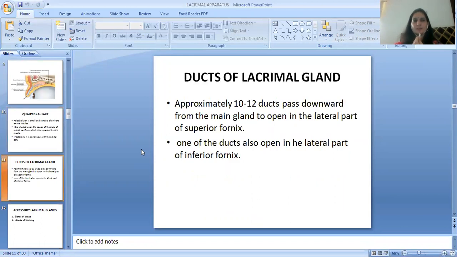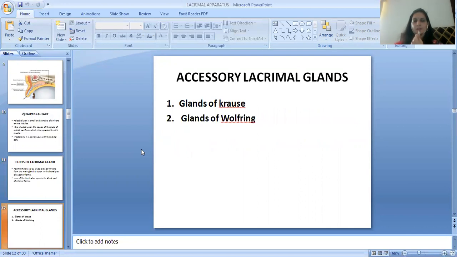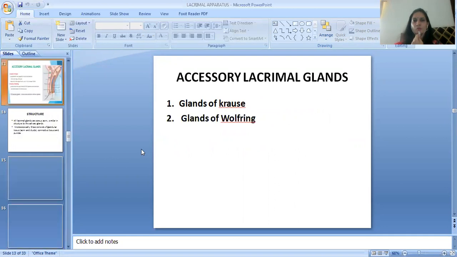Ducts of the lacrimal gland. Approximately 10 to 12 ducts pass downward from the main gland to open in the lateral part of the superior fornix. One of the ducts also opens in the lateral part of the inferior fornix. Then the accessory lacrimal glands are the glands of Krause and the glands of Wolfring.